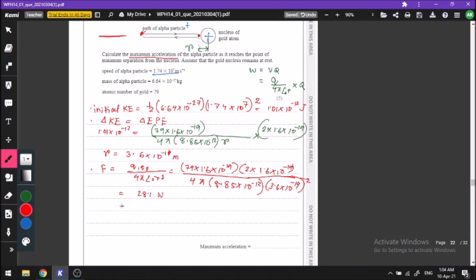newtons. We know the force, and we know the mass of our alpha particle. We can find the acceleration using F is equal to ma. So our force is 28.1, the mass of our alpha particle we know is 6.64 times 10 to the power minus 27, times a. Your final acceleration value should be 4.23 times 10 to the power 27 meters per second square.